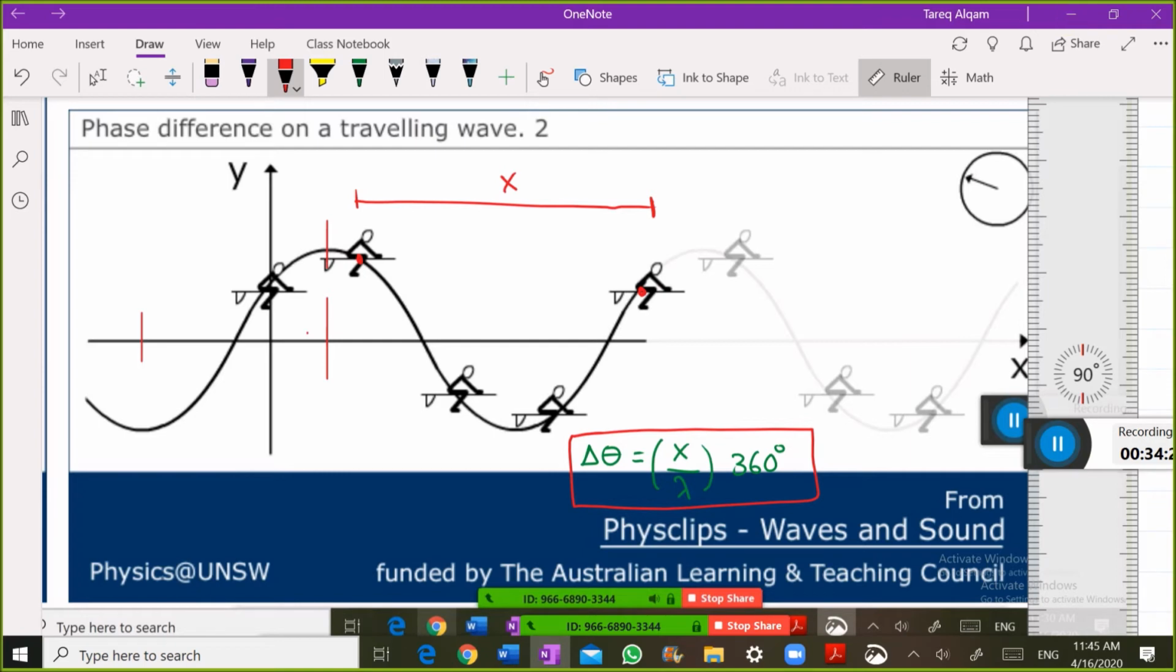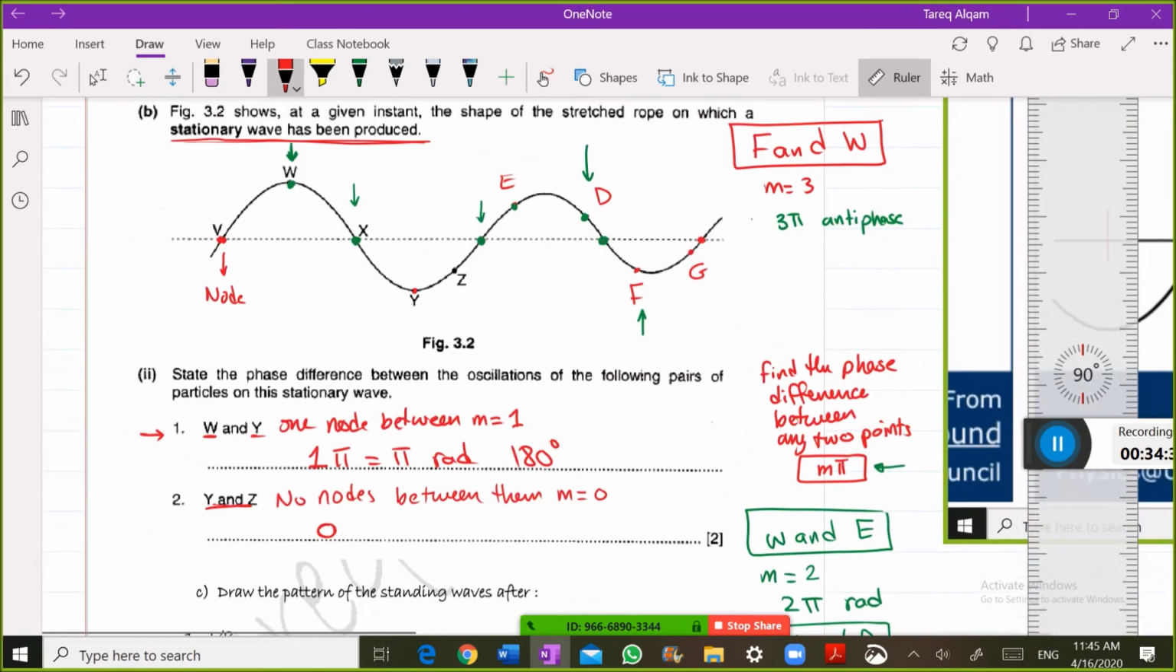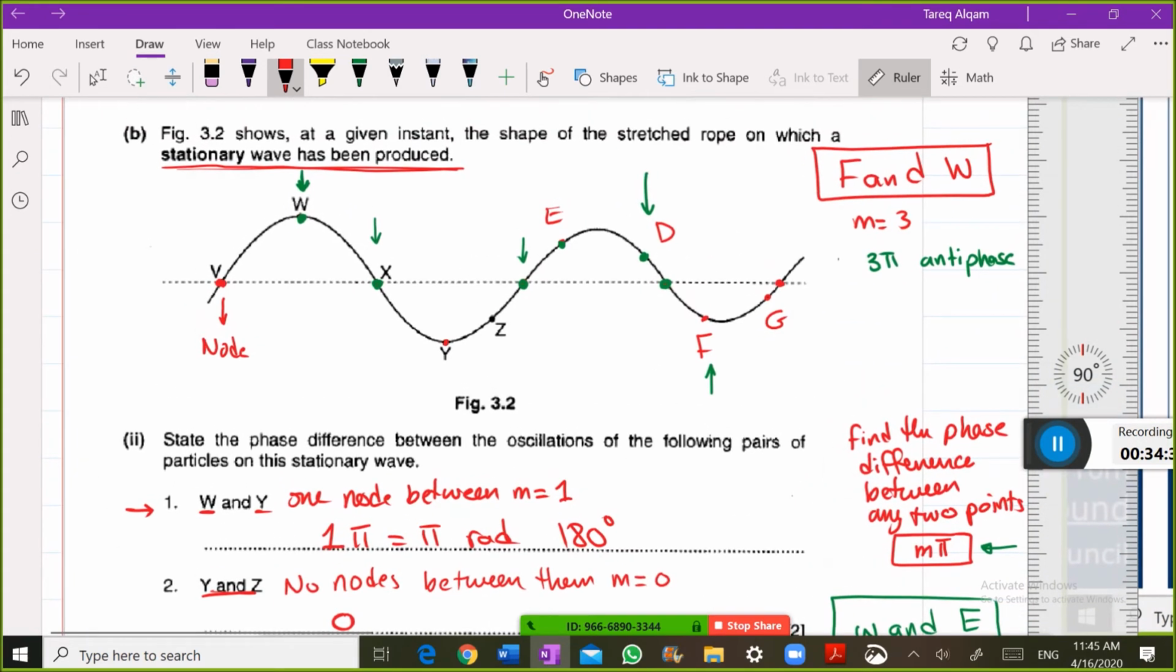In standing waves, it is something easier. I have to count how many nodes between these 2 points and multiply it by pi. As I mentioned before, the 2 possible phase differences are either in phase or antiphase. Okay?